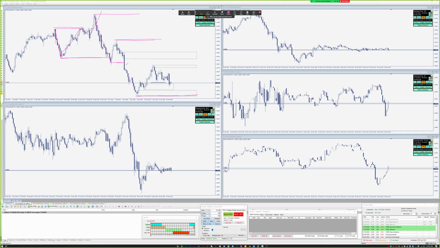Everything else is pretty much substructure to me. You could potentially consider this, but I'd say this is substructure too. Within this range, obviously here's our equilibrium. We have a 4-hour zone that we could potentially look at that is in the EQ, and then we have this one here, and finally this one that looks like it's almost been mitigated, but potentially we could see a reaction off of that extreme 4-hour.